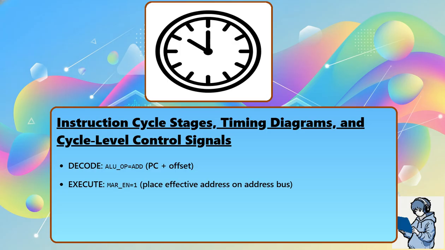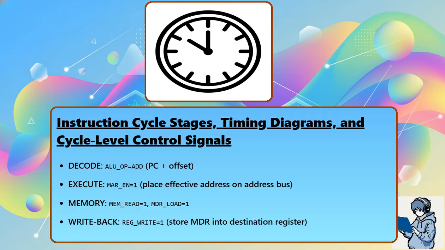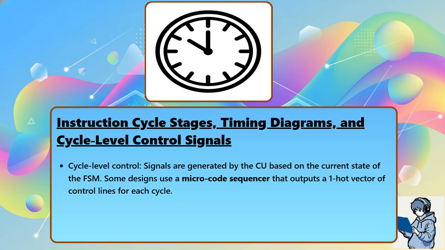Execute: MAR n equals 1 (place effective address on address bus). Memory: mem read equals 1, MDR load equals 1. Write back: reg write equals 1 (store MDR into destination register). Cycle-level control signals are generated by the control unit based on the current state of the finite state machine. Some designs use a microcode sequencer that outputs a one-hot vector of control lines for each cycle.